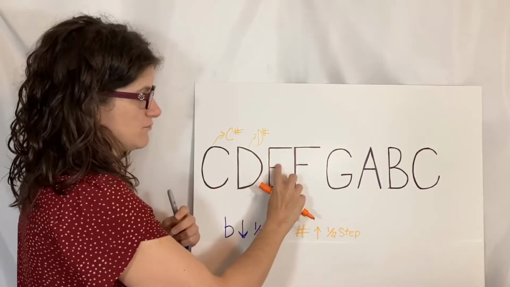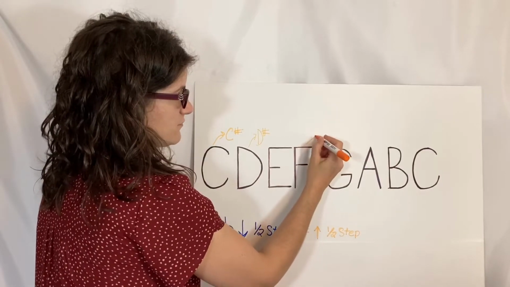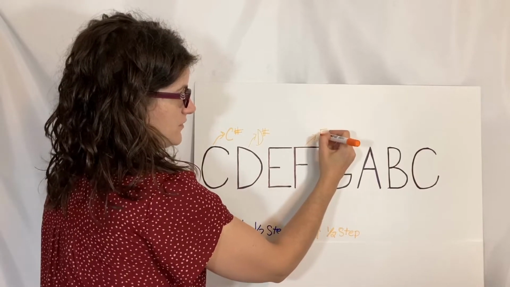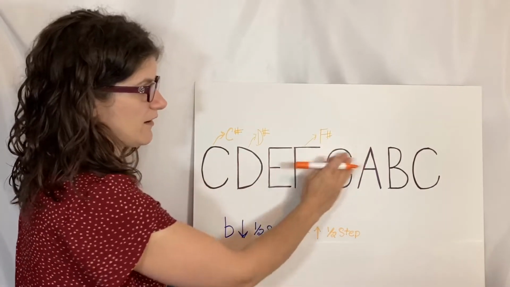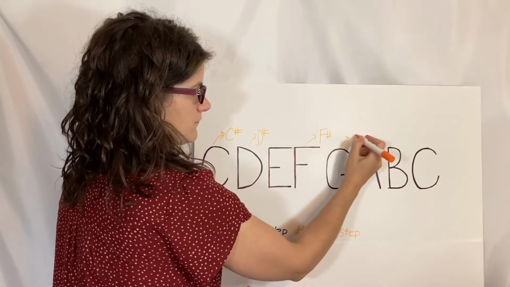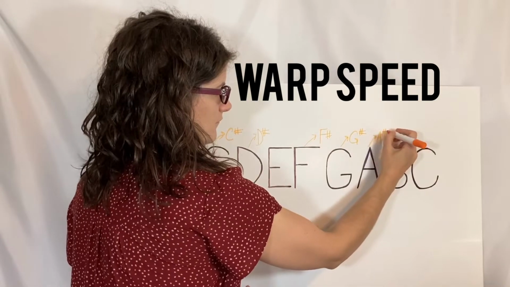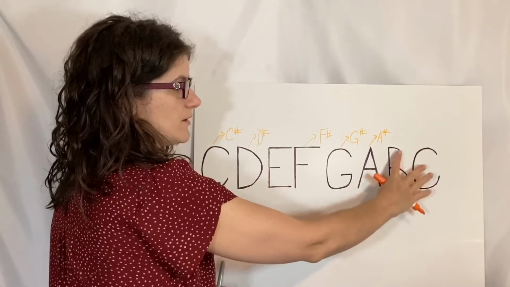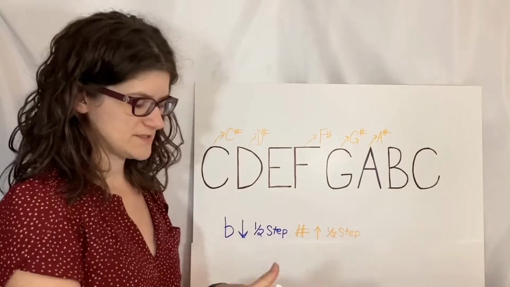For now, we're gonna skip E and F. For now, F, if I wanted to raise it by a half step, it becomes the note in between F and G, and so on and so forth. Now we're also gonna skip B and C for now. We will come back to these, I promise.